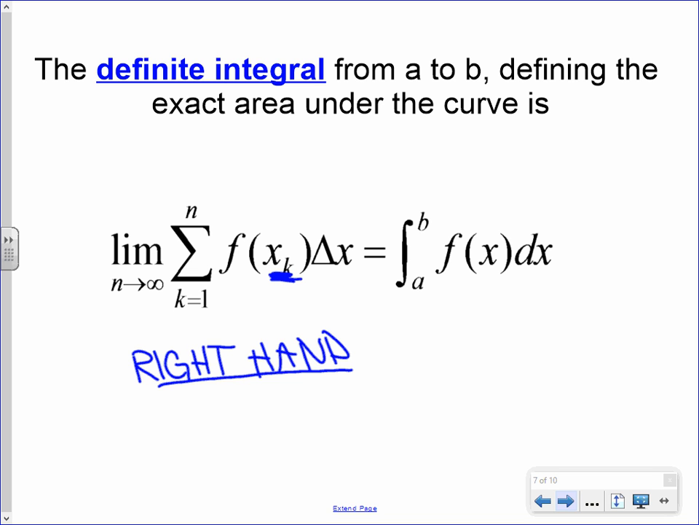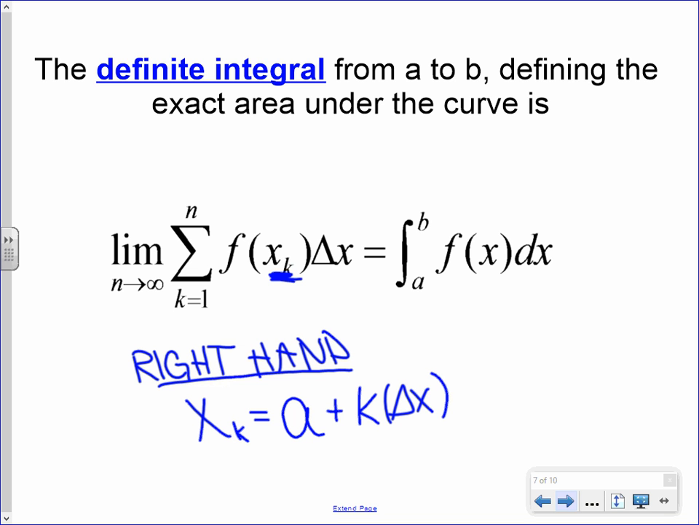So when we're plugging values in to find the height of our rectangles, if we're going from A to B, do we start at A for our right hand? No, we don't. We start at the right side. So x sub k, whatever we plug in right there, is going to be A plus k times delta x, because we have to write it in general. So our first rectangle would be a plus delta x. And then our next rectangle would be a plus 2 delta x. And our next rectangle would be a plus 3 delta x. You see where I'm going with this here? Okay, so that's how we're going to write it in general.